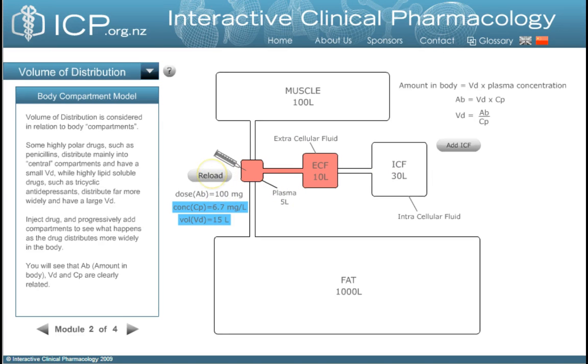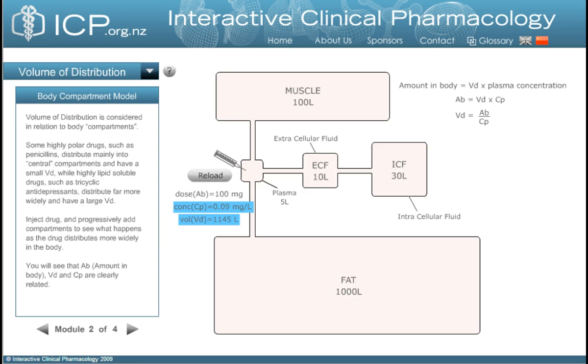But the drug doesn't stop there. This drug is very fat soluble, and so it redistributes into the intracellular fluid, into the muscle compartment, and even into the fat compartment. And now if I take a sample of blood and check the drug concentration, well it isn't 20, it's not 6, it's 0.09 milligrams per liter. If you do the math, that comes out to a volume of distribution of more than 1,000 liters.